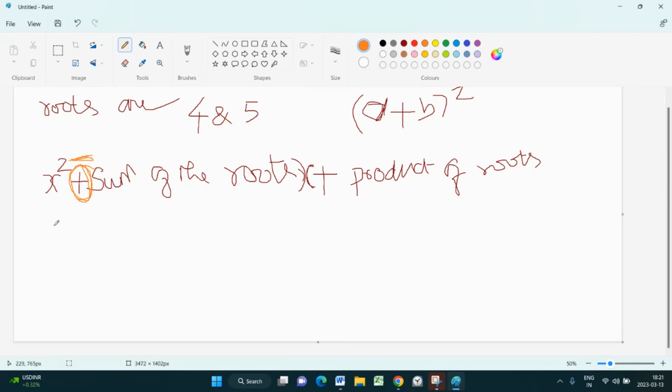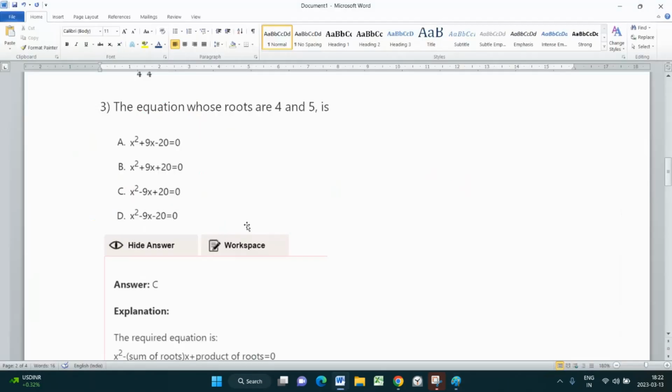x square is x square only, minus sum of the roots, 4 plus 5 is 9x, plus product of the roots, 4 fives are 20. This is the formula. See if there is such an option here: x square minus 9x plus 20 is equal to 0. So this answer C is right.